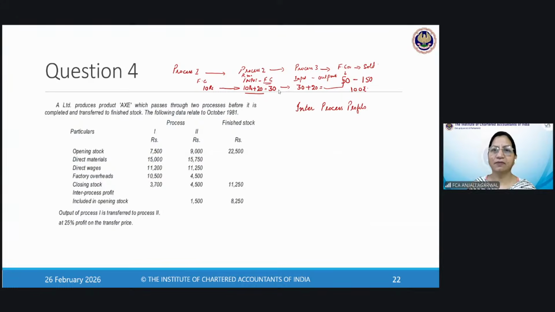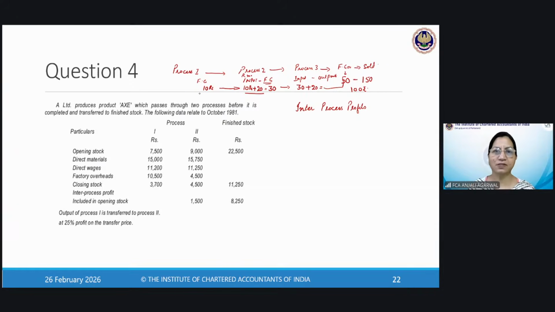So similarly, the 30 rupee input goes to process 3. Process 3 incurs its own material, labor, overheads on this 30 rupee input. Another 20 rupees is added from process 3. So the total cost of the goods becomes 50. And this 50 rupee finished goods cost is then sold for 150. So your costing P&L account will show you a profit of 100 rupees per unit.